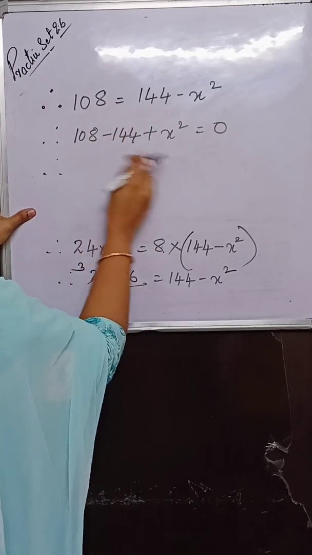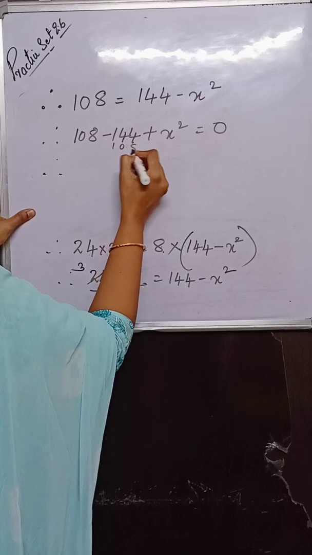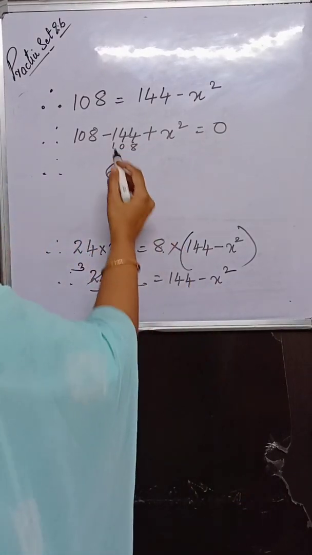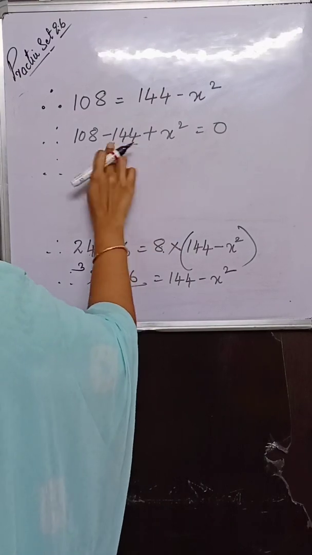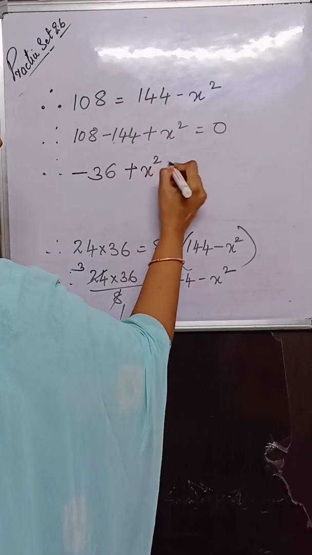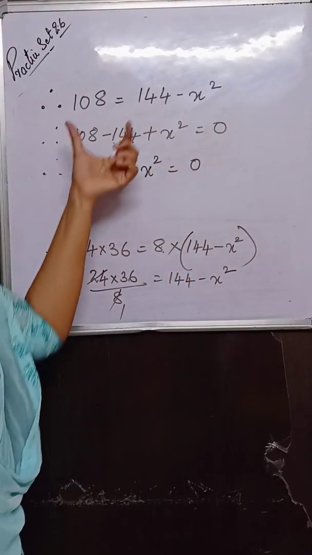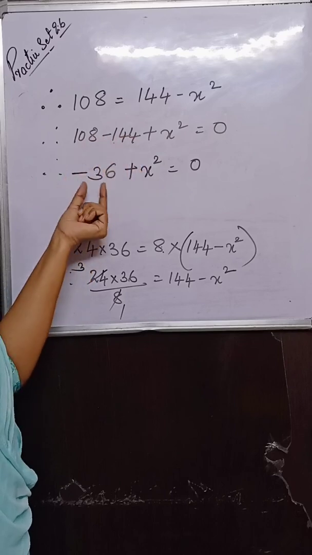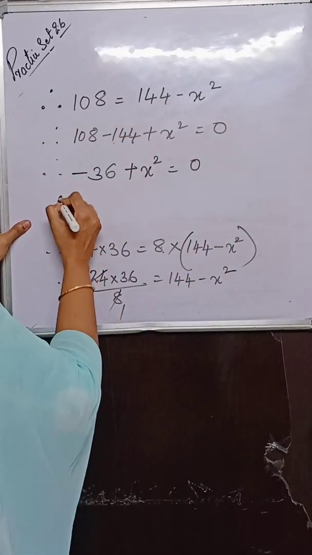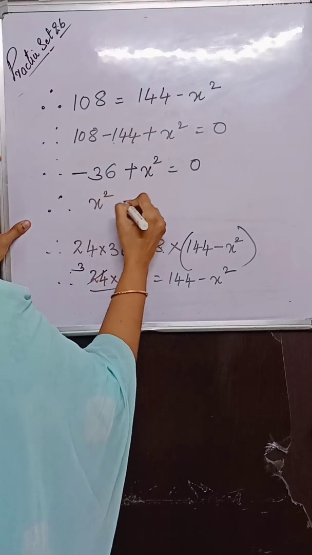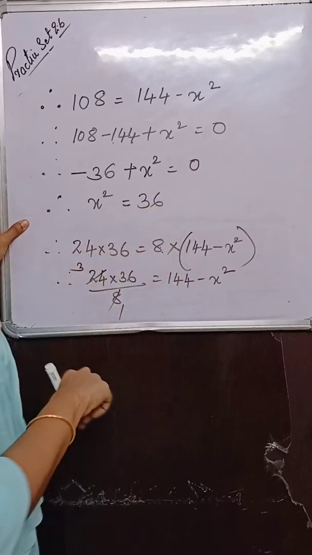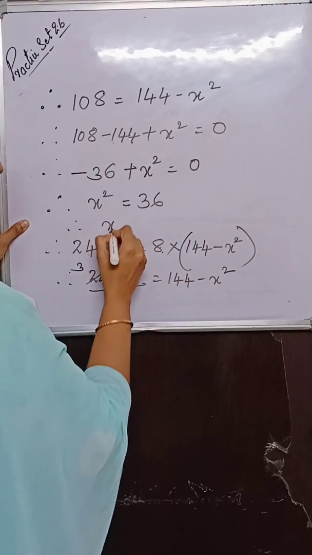Solve further. Subtract. 144 minus 108 will be 36; 14 minus 8 is 6, and this is 3. Sign is minus. So 108 minus 144 is minus 36, plus x square is equal to 0. So, therefore, x square equal to minus 36 goes to the other side, plus 36.